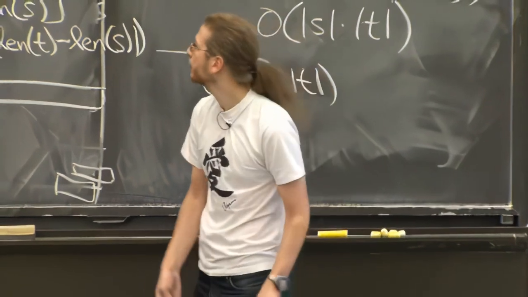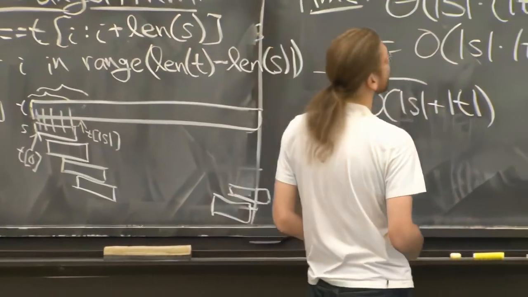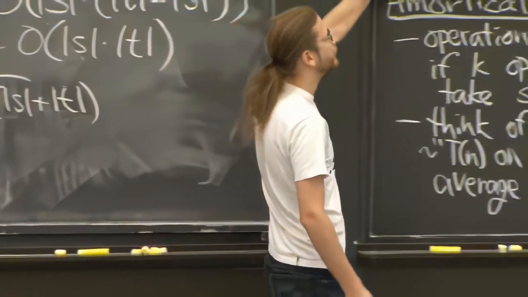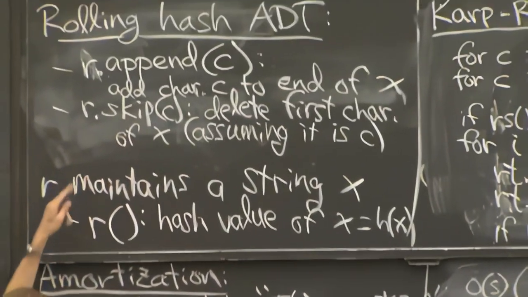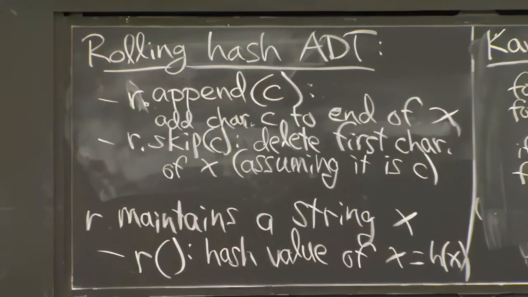All right, so the remaining thing to do is figure out how to build this ADT. What's a data structure that implements this, spending constant time for each of these operations?